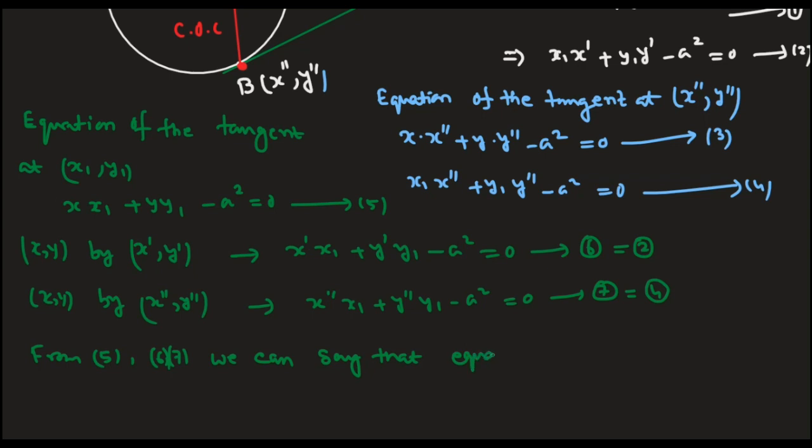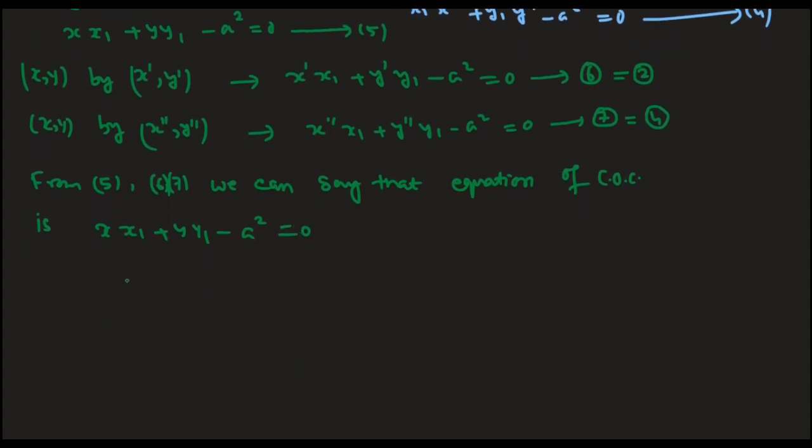the equation of COC is nothing but x x1 plus y y1 minus a square equal to 0. Which is same as T equal to 0, the tangent at the point x1 y1. Is it okay?